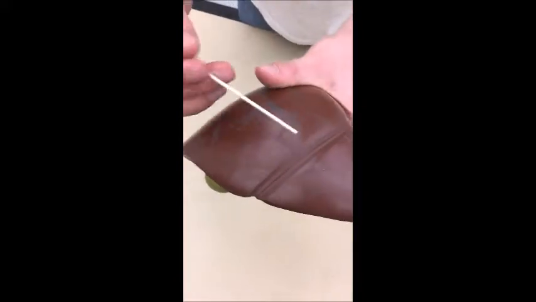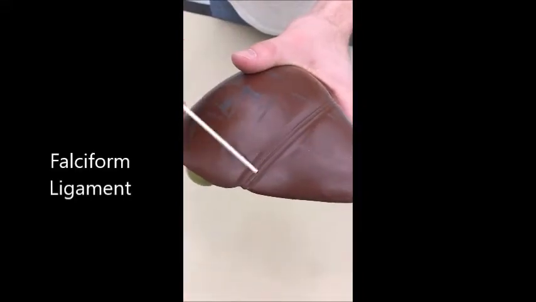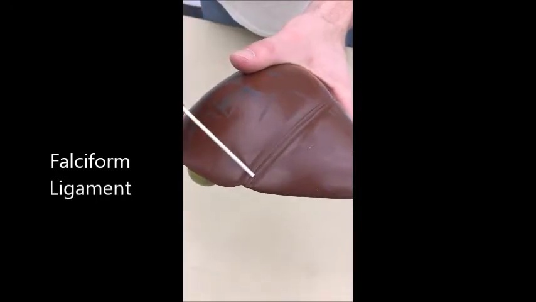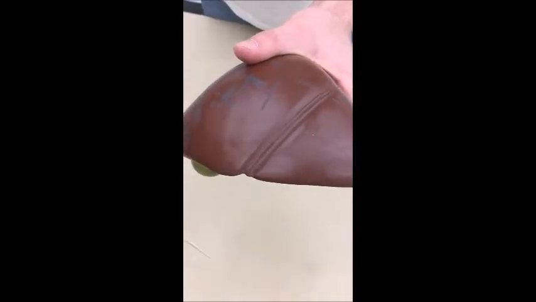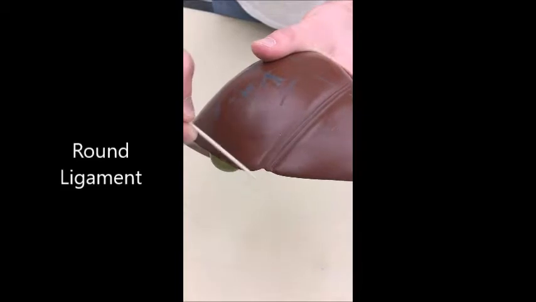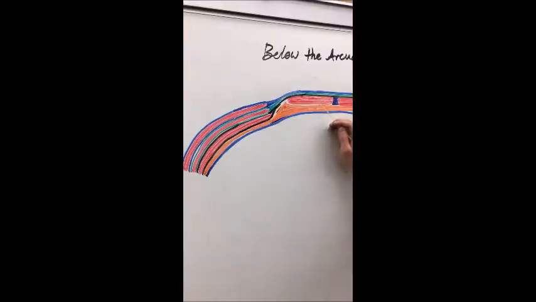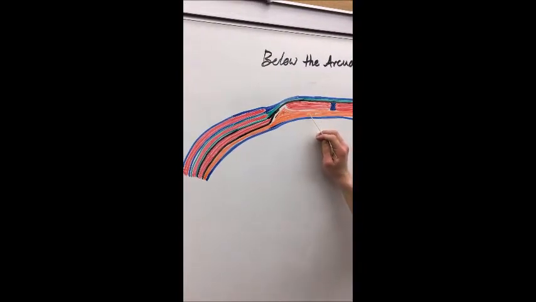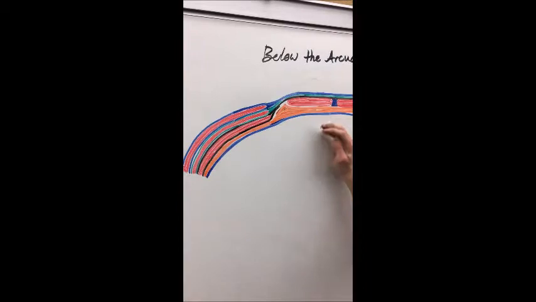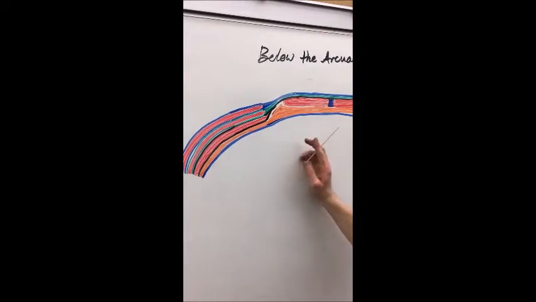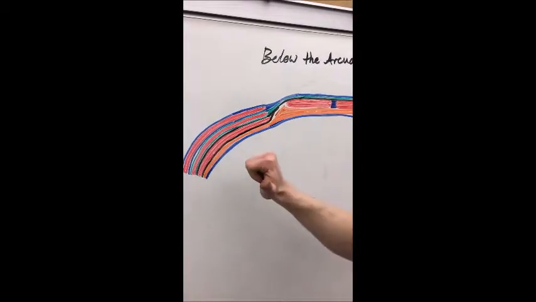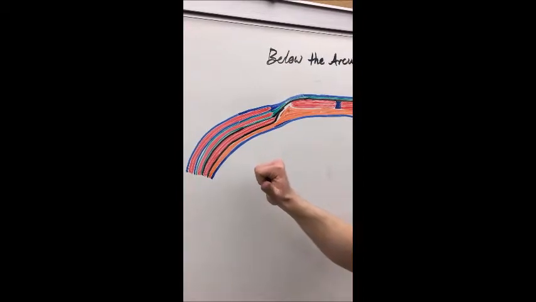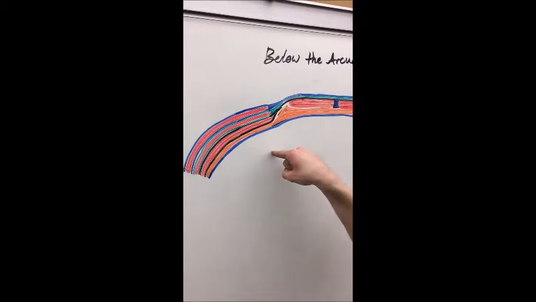Over here, on the front of the liver, you're going to have the falciform ligament. And then at the very bottom, coming off of the falciform, will be called the round ligament. This is the connective tissue surrounding your abdominals below the arcuate line. To give you reference, going this direction is towards your head, going that direction is towards your feet.